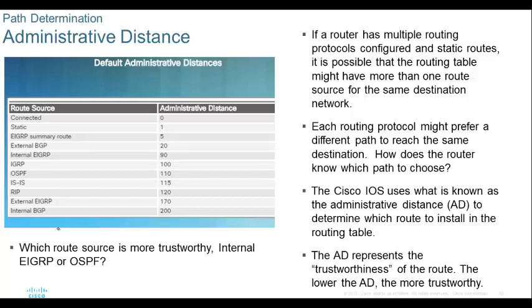Fine. See the question again in the below. Which route source is more trustworthy, internal EIGRP or OSPF? Prem. Why? You understood the topic very well. Nice. Okay.